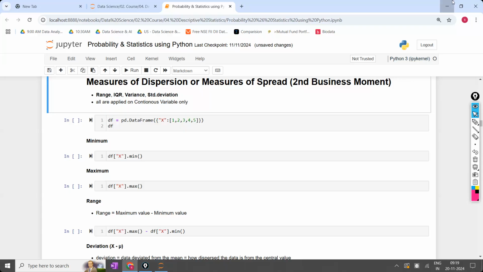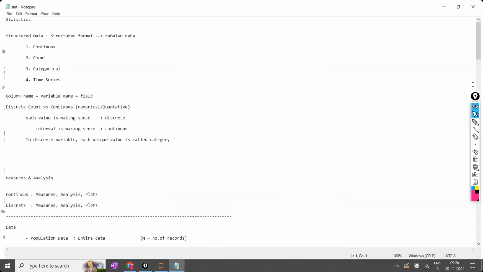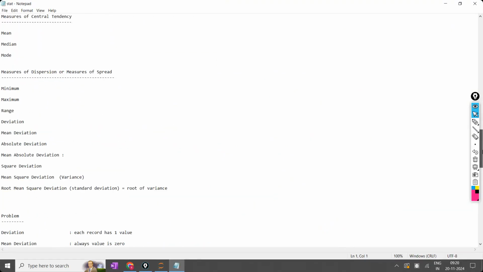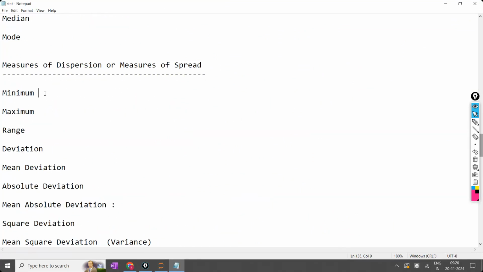In measures of dispersion, what are the different types of measures we have? The first measure of spread we call minimum value. What is meant by minimum value? It gives the minimum value in the given data. Whatever data points are given to us within the given data, it gives the minimum value.